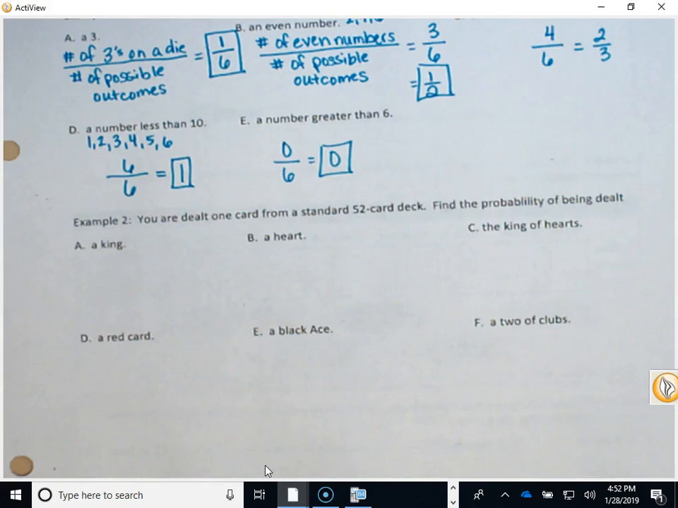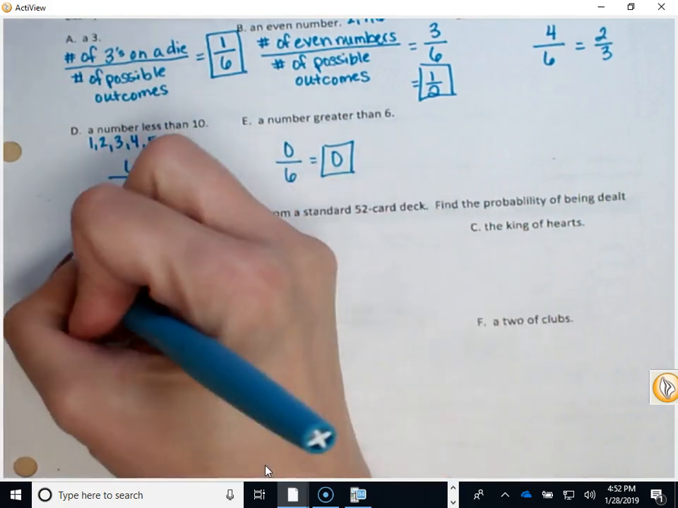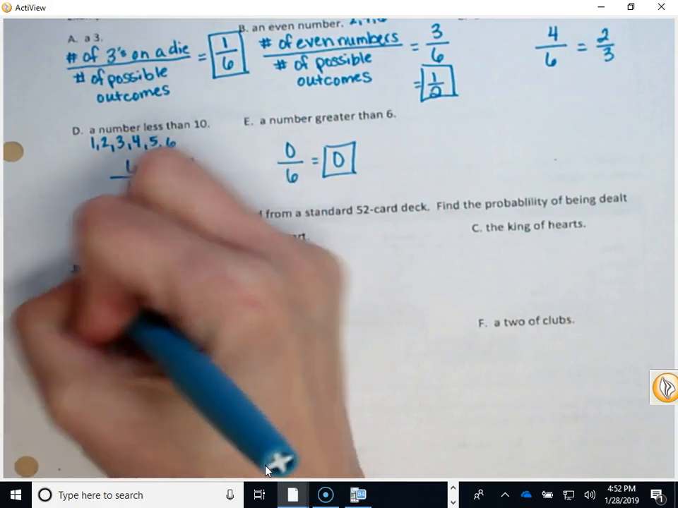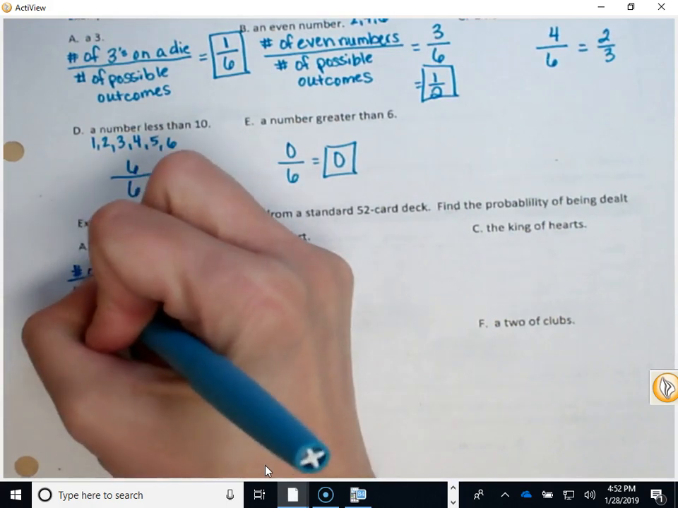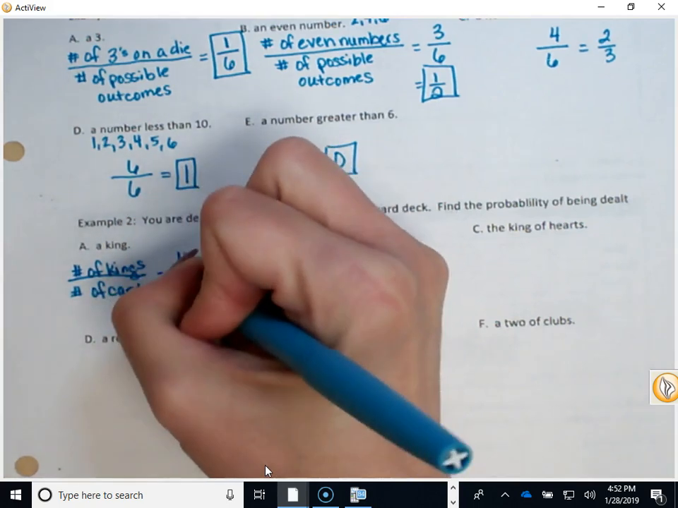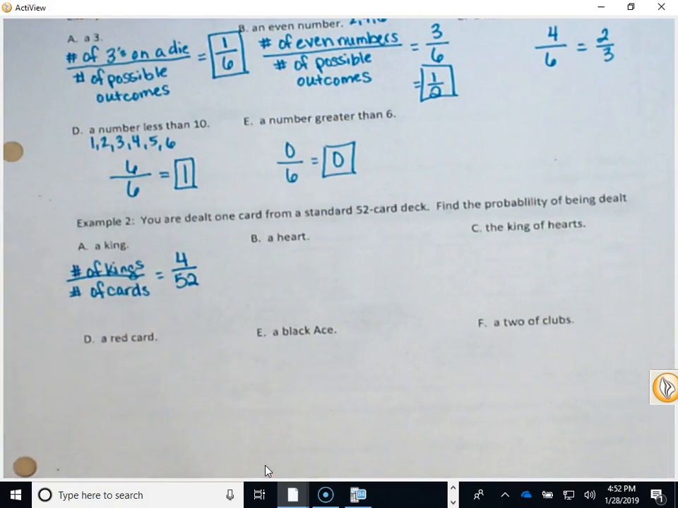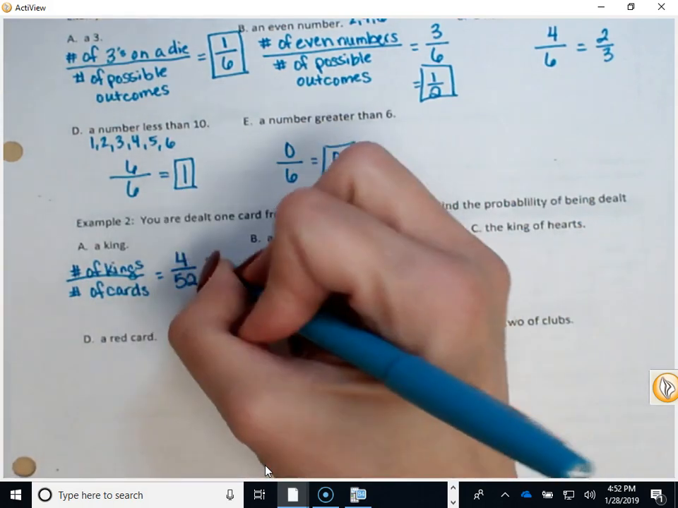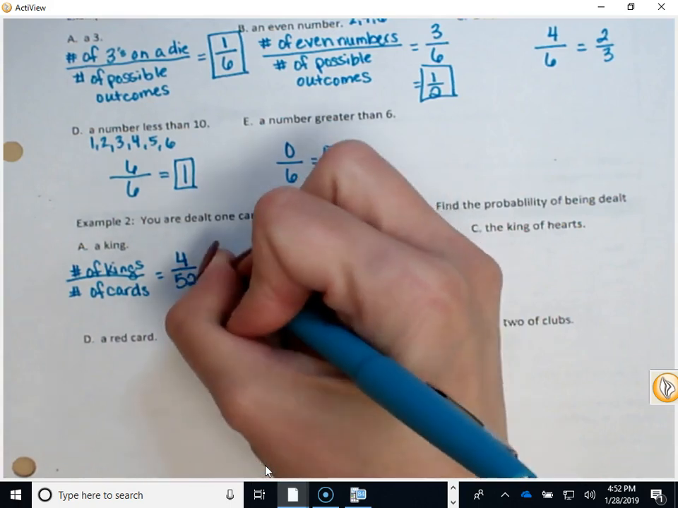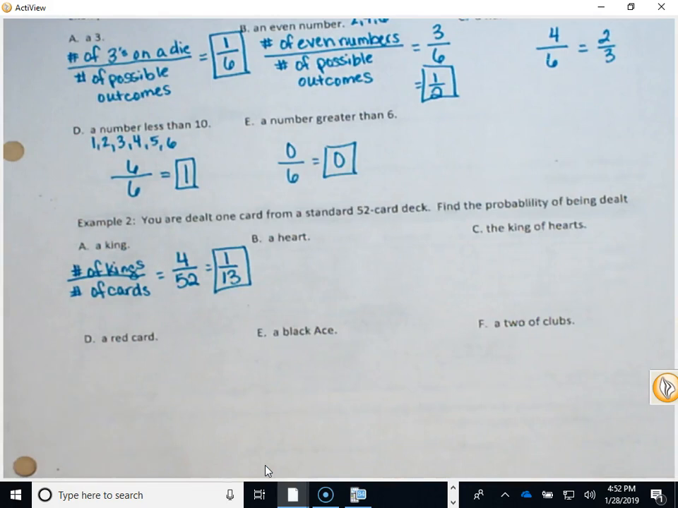All right, so there's always 52 cards in the deck. They want to know what's the probability of being dealt a king. So if you don't know this, there are actually 4 kings in the deck. So how we find this is the number of kings over the number of cards in our deck. So that ends up being 4 over 52, because we told you that there's 52 cards in the deck. And then you just reduce that fraction, and those are both divisible by 4, so that gives us 1/13. So the probability of pulling a king out of the deck is 1 out of 13.